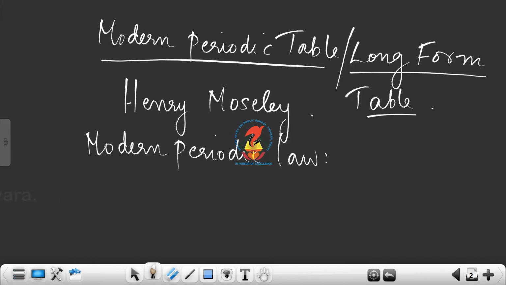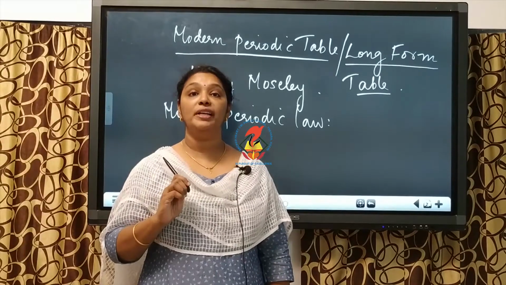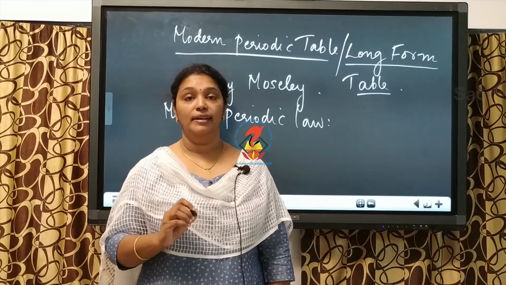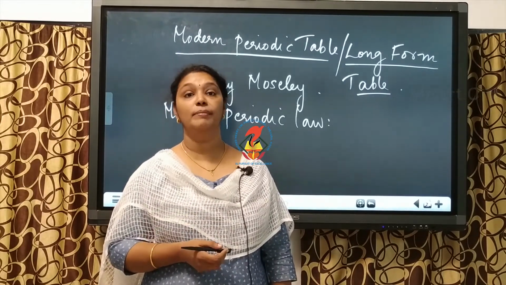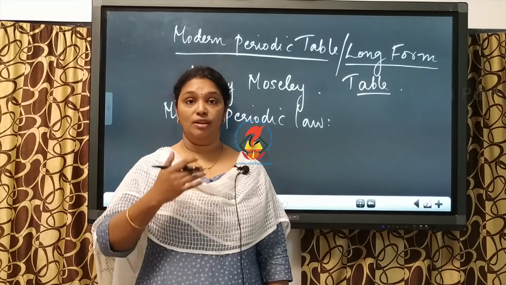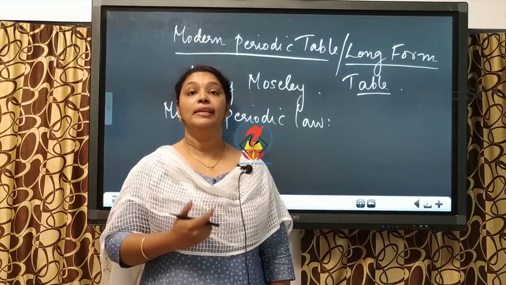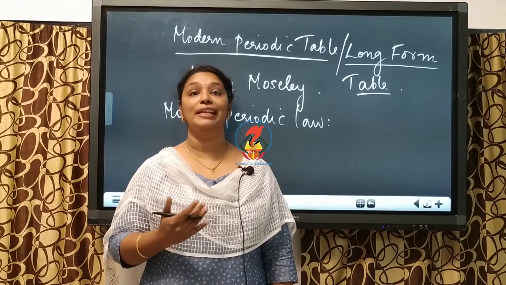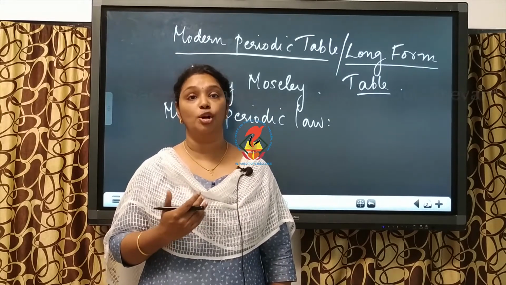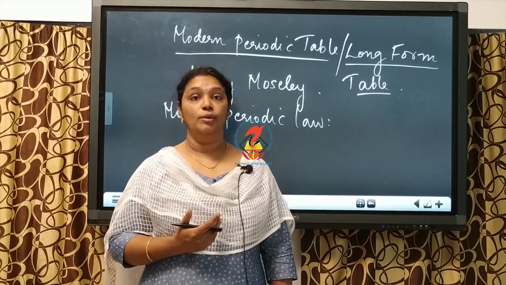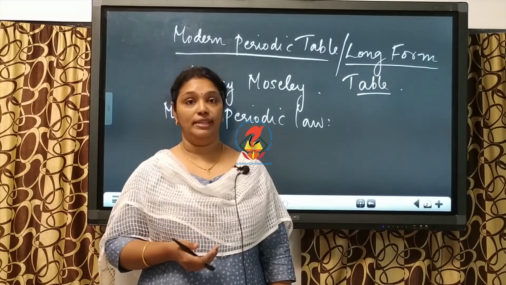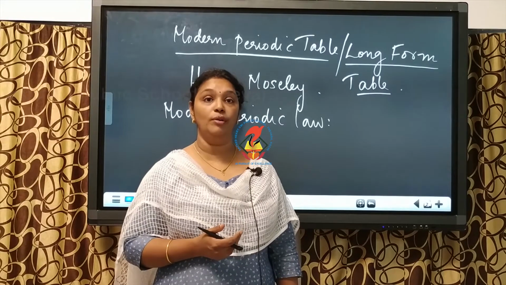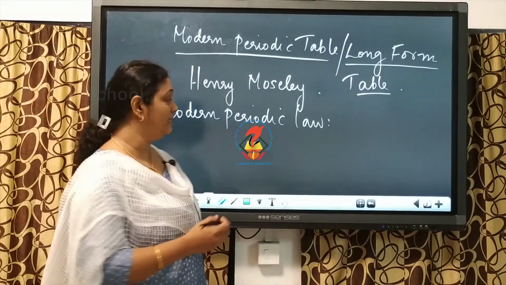Now, the modern periodic law states that the properties of the elements are a periodic function of their atomic numbers. Means we know that in the modern periodic table, the elements are arranged in increasing order of their atomic number. Now, let us see what are groups and periods in a periodic table. First, we are going to discuss periods in a periodic table.